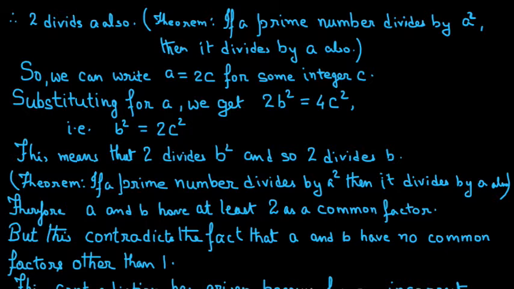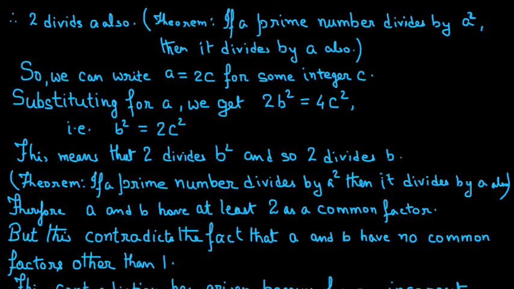Now 2 divides a also. By the theorem, if a prime number divides a square, then it divides a also. So we can write a is equal to 2c for some integer c. Substituting for a, we get 2b square is equal to 4c square. That is, b square is equal to 2c square. This means that 2 divides b square, and so 2 divides b.